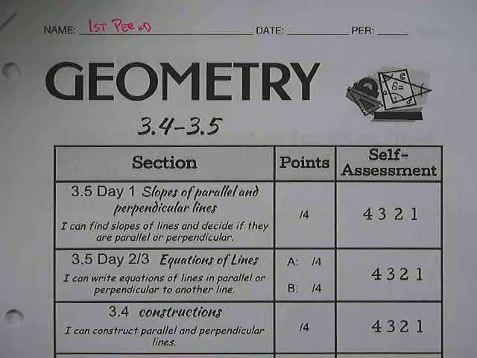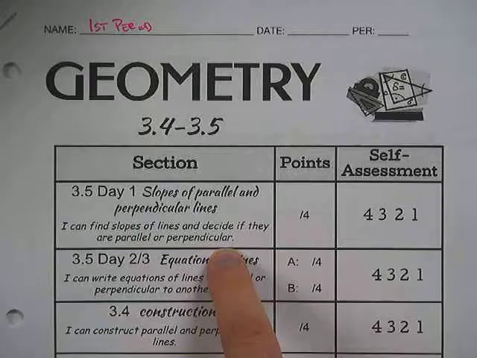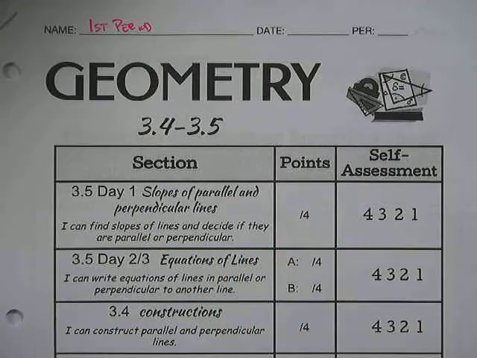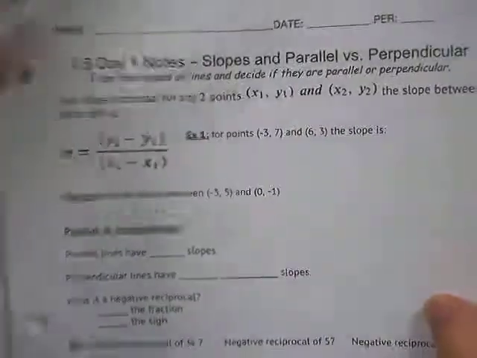For today's video, you need to have your 3.4, 3.5 brand new packet out in front of you. We're going to be doing 3.5 day 1 notes in this, which is slopes of parallel and perpendicular lines. So we want to be able to find slopes of lines and decide if they are parallel or perpendicular or neither of those things. So go ahead and open up to the first page of notes.